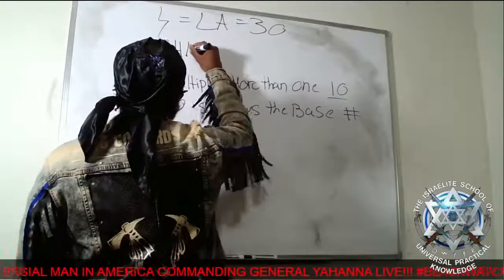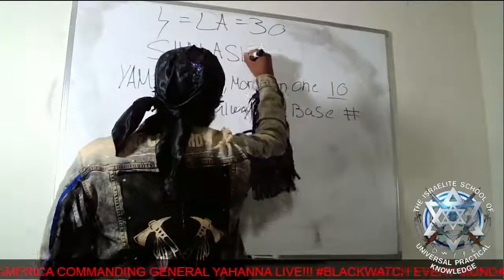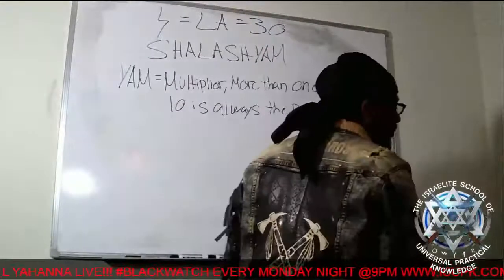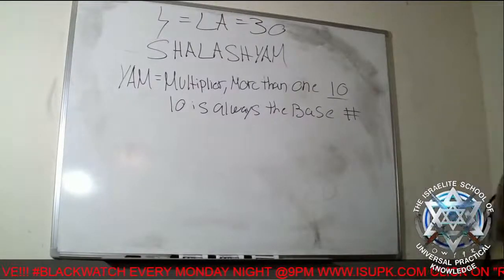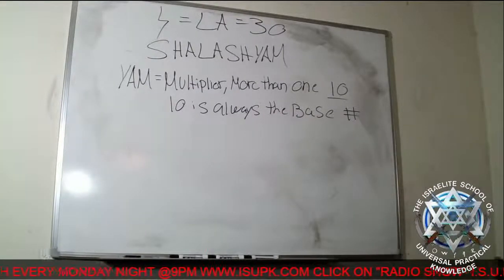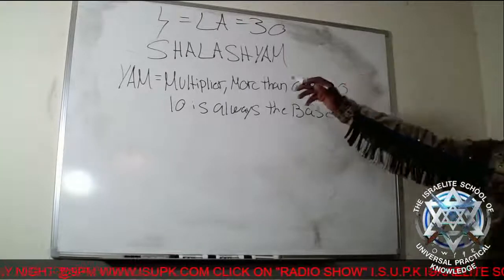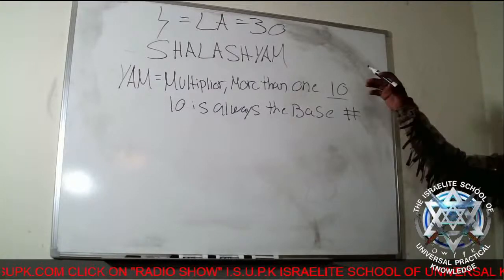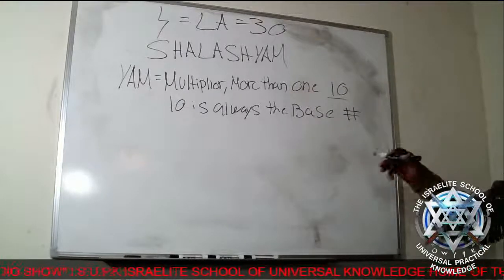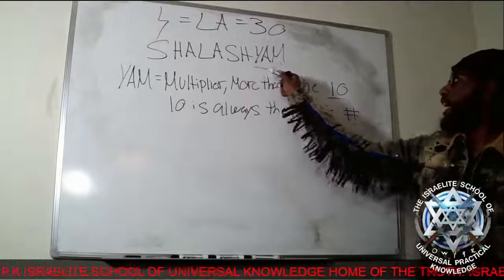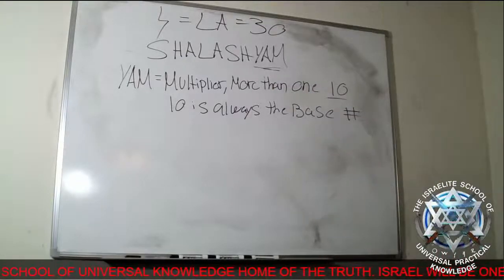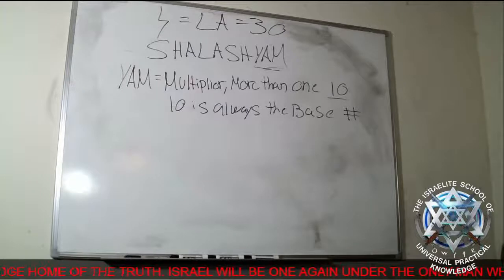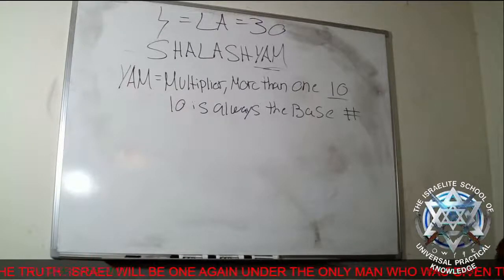We got the number 30 on the board. So now, this will make more sense. You have Shalashim on the board. Now remember, the number 30, your La, is equal to the number 30. You have Shalashim. Now remember, that Yum right here is letting you know that it's a multiplier, more than one 10, and 10 is always the base number. So it's the very same concept.